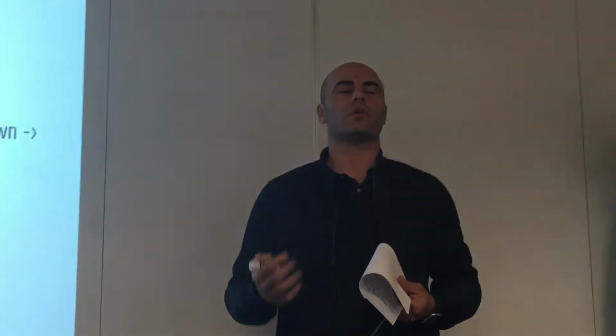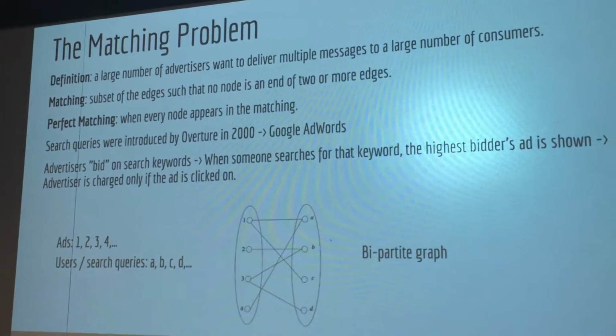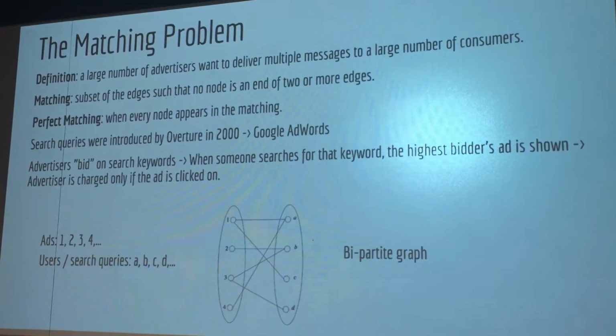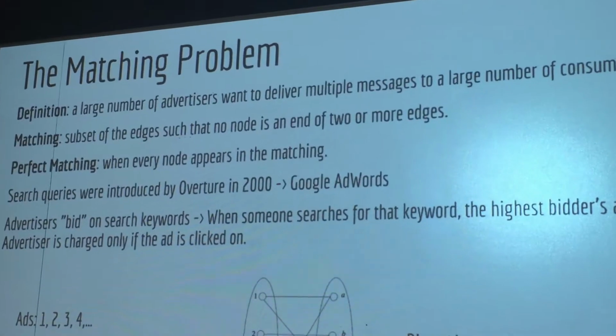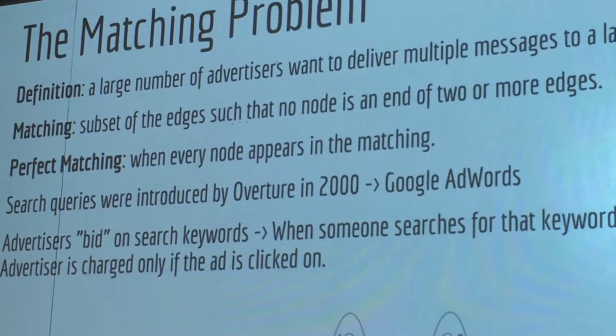Specifically in online advertising. What the matching problem is concerned with is basically matching or connecting advertisers and consumers. I'm sure you've seen this many times and you can imagine what it is. But anyway, a matching would be, as you see in the definition here, a subset of edges such that no node is an end of two or more edges, okay?